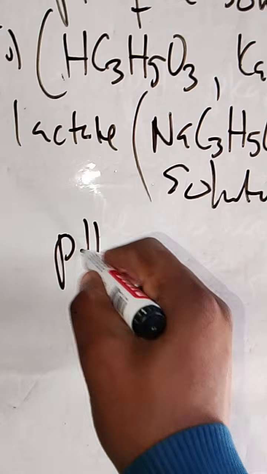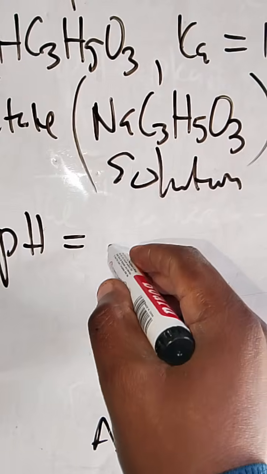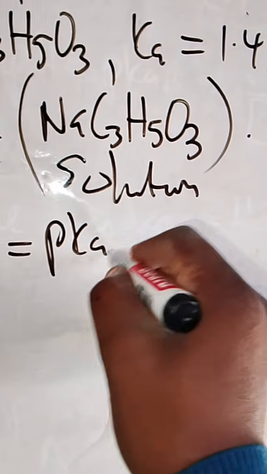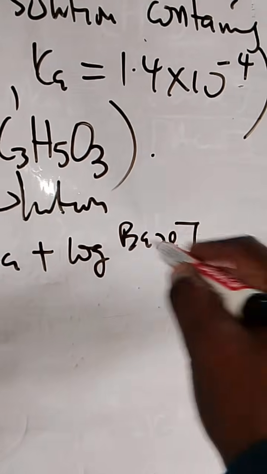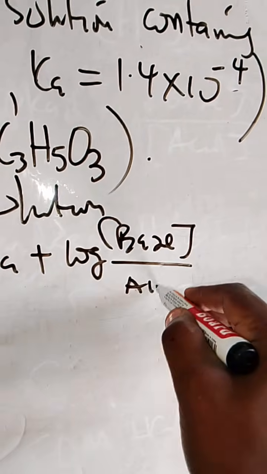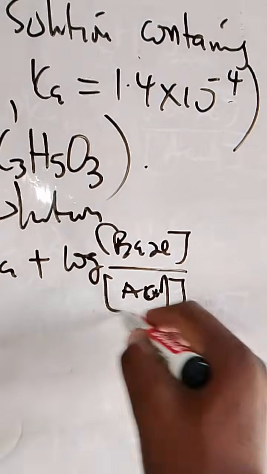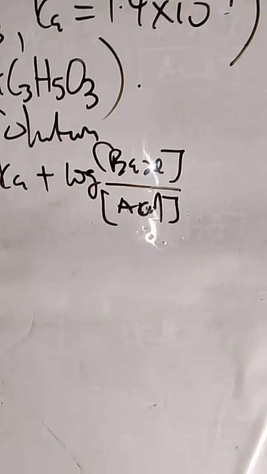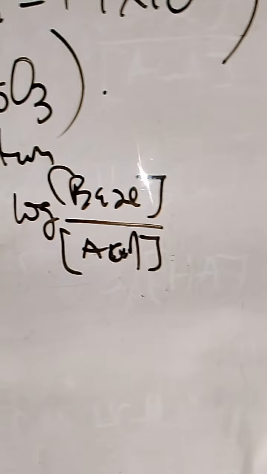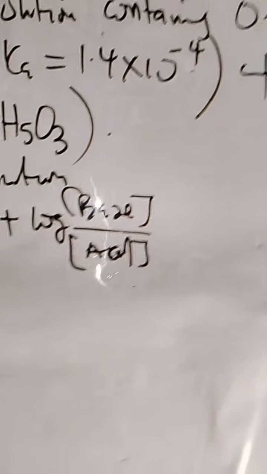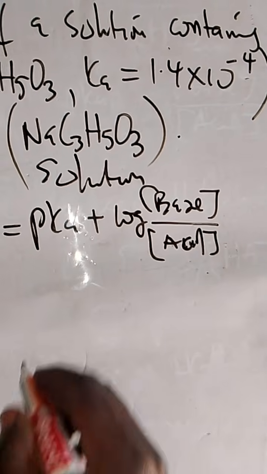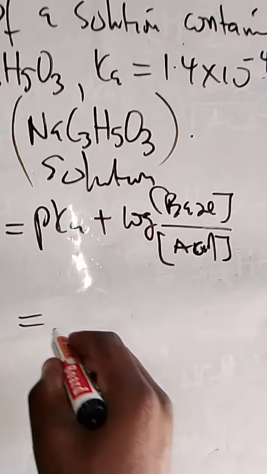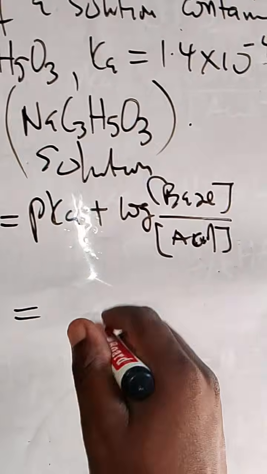pH is equal to pKa plus log base over acid. Okay, so straight away we use this. We have two options. We can either use an ICE table or Henderson-Hasselbalch. Okay, so Ka is given.